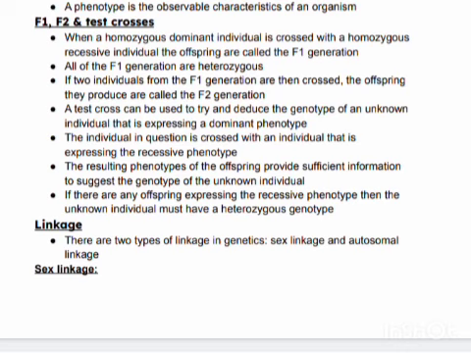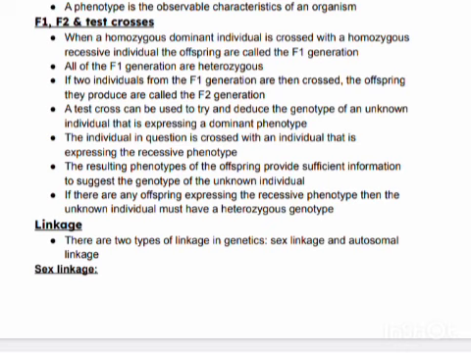The resulting phenotypes will provide sufficient information to suggest the genotype of the unknown individual. If the offspring express any recessive phenotype, then the unknown individual is heterozygous. That's what you need to know. So under this heading, when we cross a homozygous recessive individual with a homozygous dominant individual, the offspring are called the F1 generation, and when two individuals from the F1 generation are crossed, they produce the F2 generation.